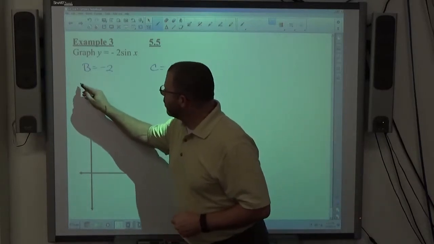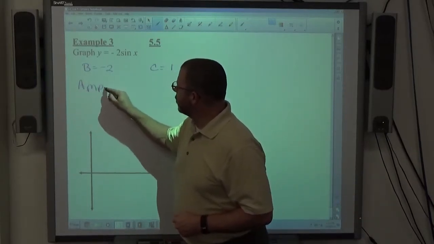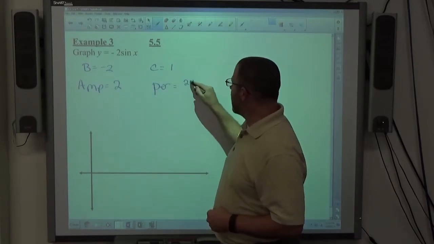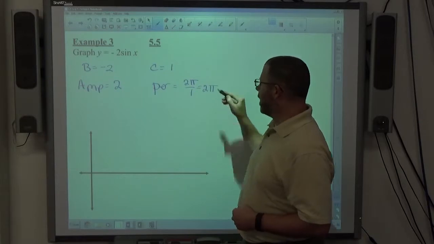The absolute value of B is the amplitude. So amplitude is going to equal +2. The period is always 2 pi divided by C, so 2 pi.